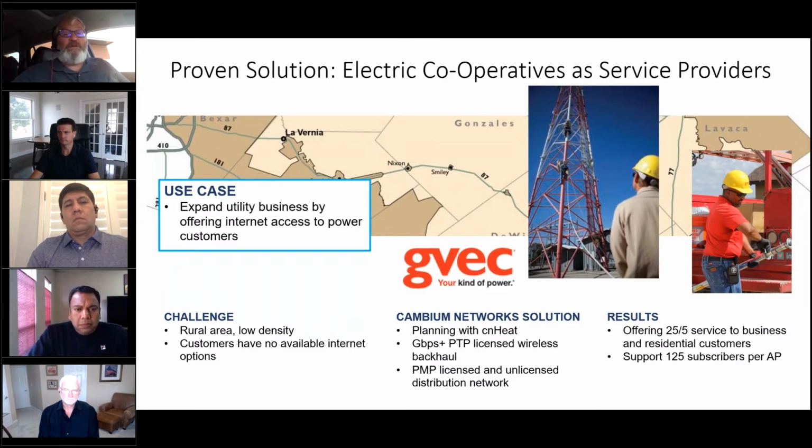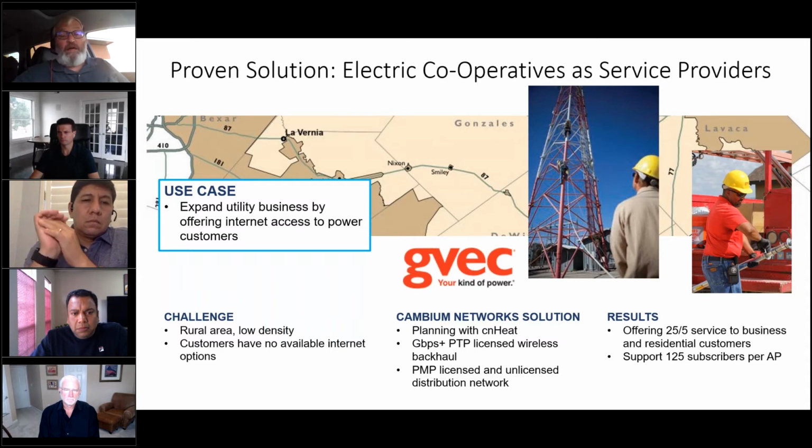Another area I just mentioned briefly is we see the expansion of electric co-ops operating as service providers. So leveraging the fiber that they have deployed, leveraging the wireless backhaul that they have deployed, and then providing internet service as a complement to the electrical service that they're offering. We have one great customer here that we work very closely with, GVEC, but there are many others throughout the US that are operating in this mode.